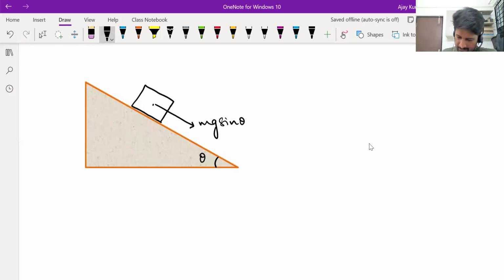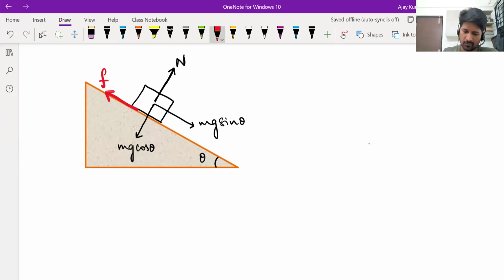Yeah, the other component of weight, mg cos theta, will be acting. And because there is a surface of contact, a mu normal also. Mu is not a force. Mu is just a coefficient. It's just a number. We should say friction. Friction will be acting this way, preventing it from sliding.